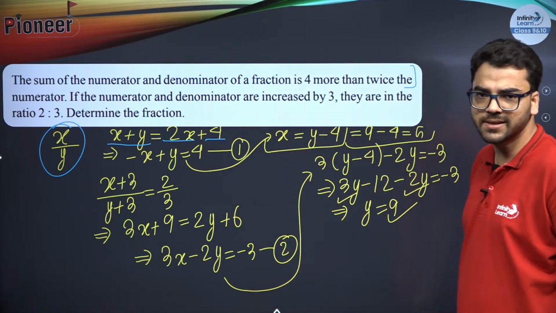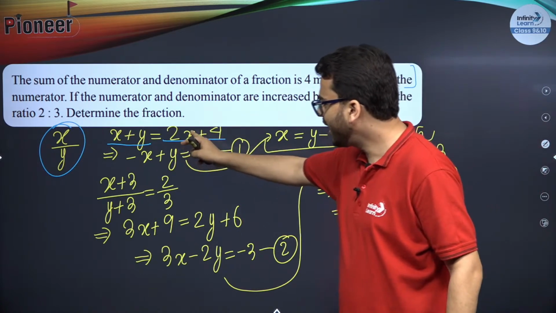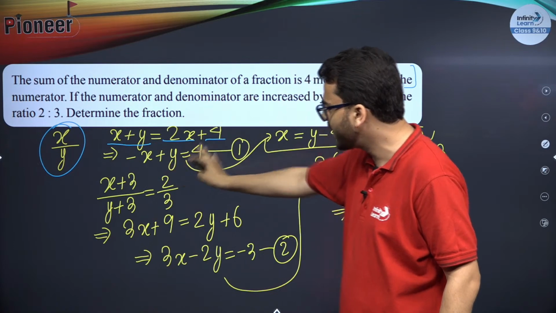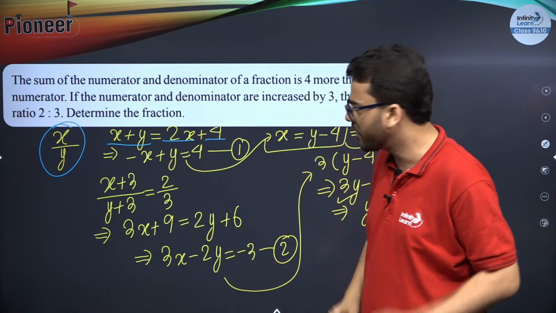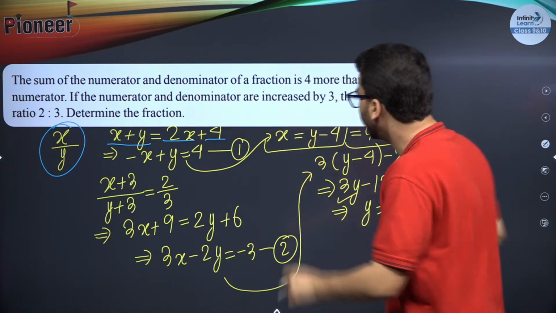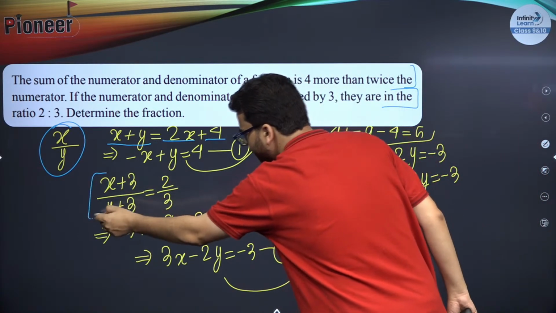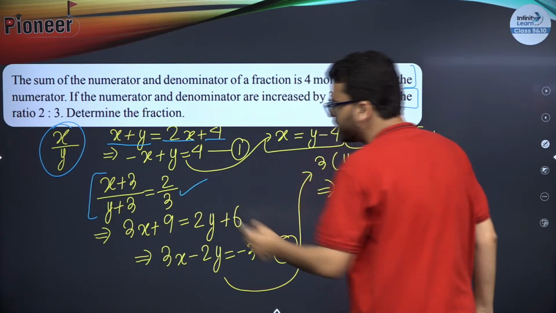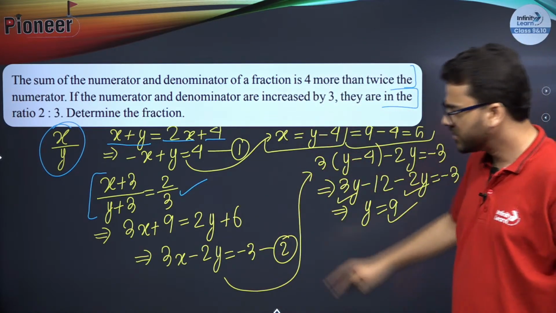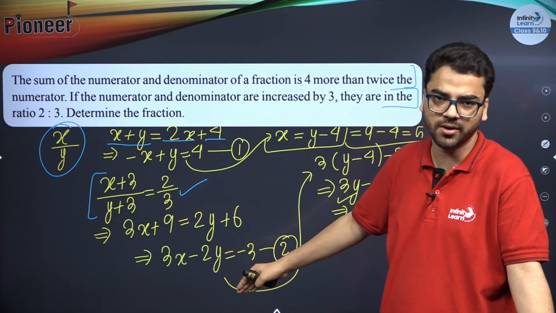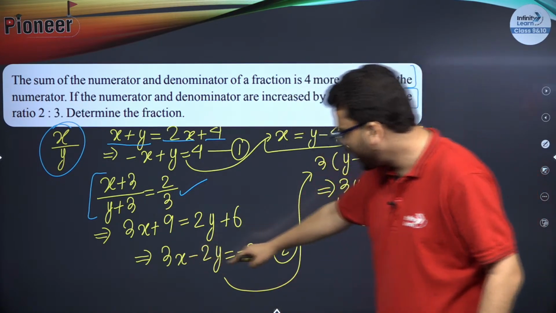So the first equation is clear. Just simplify. Take 2x over here. So x minus 2x will be minus x plus y, that is equal to 4. First equation. Second, if the numerator and denominator are increased by 3, the ratio is 2:3. I hope it is clear. Just cross multiply and simplify. You know how to do cross multiplication, right? So we will get this equation.